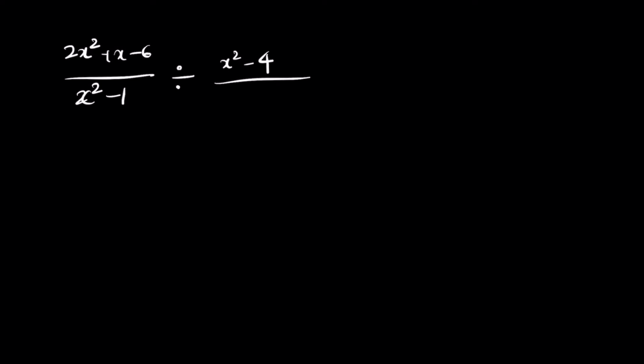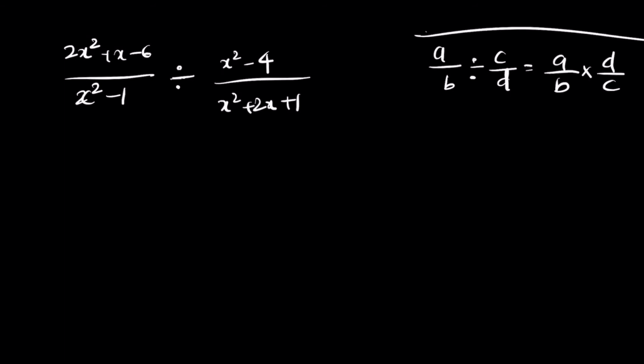So let's say I have a problem here. We have (2x² + x − 6) divided by (x² − 1), divided by (x² − 4) over (x² + 2x + 1). Now notice that this looks complex, but the divide symbol basically means what we just saw. So we know that a/b divided by c/d can be written as a/b times d/c. So use this principle now.